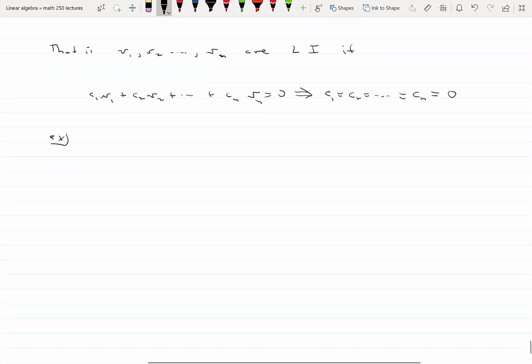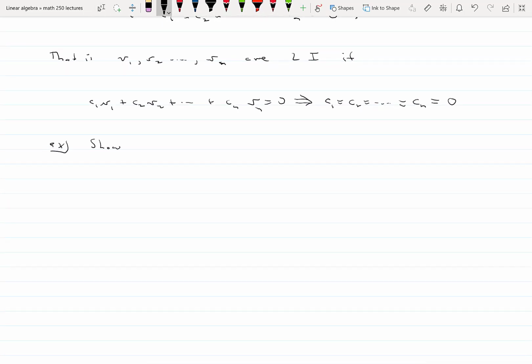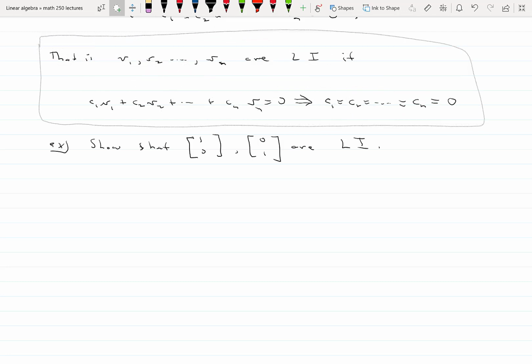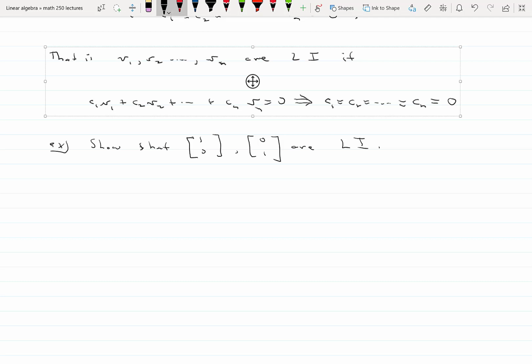So, example: show that the standard basis vectors (1, 0) and (0, 1) are linearly independent. Show that we have a linearly independent set of vectors. Now, the definition for linear independence is right above. I'm going to change colors for it so that it's right in our face. Okay, so, nice bright red.